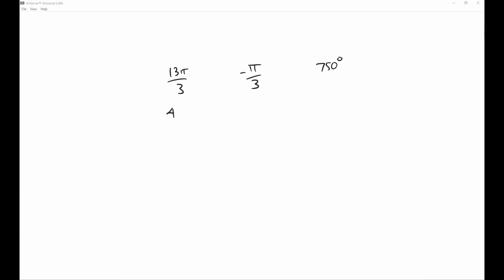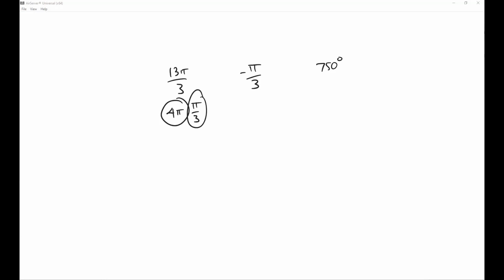4 pi, right? And then pi over 3, right? If you put 4 and 1/3, that's the mixed number, but I split it up. Why? Because 4 pi is 2 times around the circle, correct? And then there's pi over 3. So you're pretty much just looking at the pi over 3 portion.